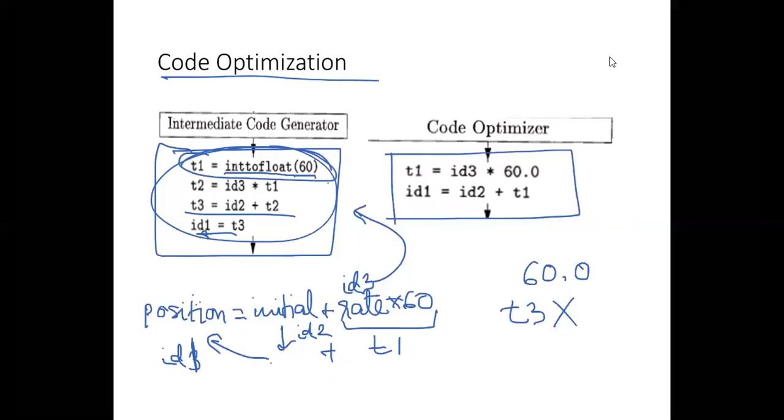So code optimization does things like this, and it is an optional part. It's not always required. So this is an optional phase. If you want quick and fast, you don't want optimization, then you can skip this. Certain compilers can skip this optimization.